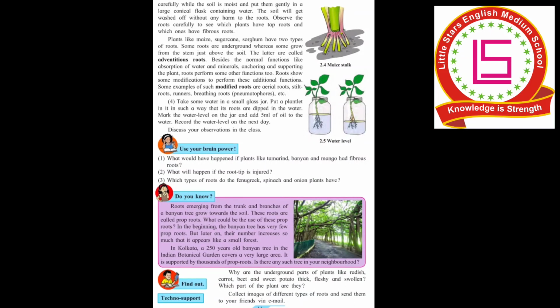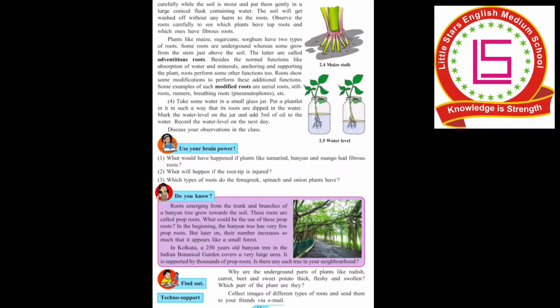And which are the fibrous roots. Plants like maize, sugarcane or sorghum have two types of roots. Some roots are underground, whereas some grow from the stem and are just above the soil. The latter are called adventitious roots.